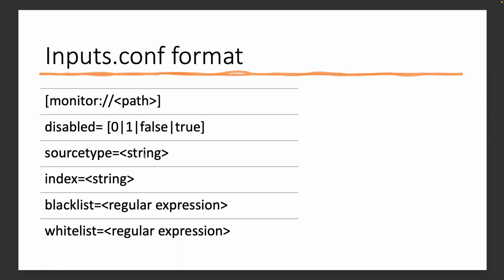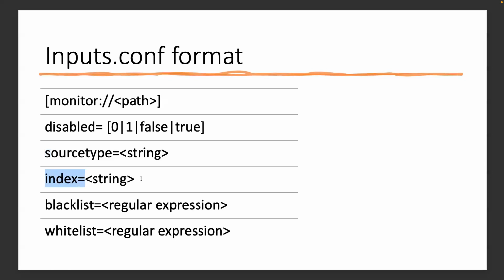So mostly when you're monitoring a directory and you're not sure of the exact data type that would exist there, you would leave the source type blank. Splunk would try to identify the source types, or you can break them down, go to the exact file and tell it the source type.